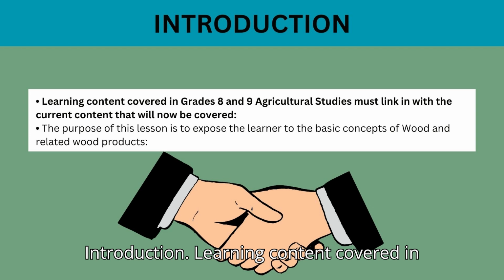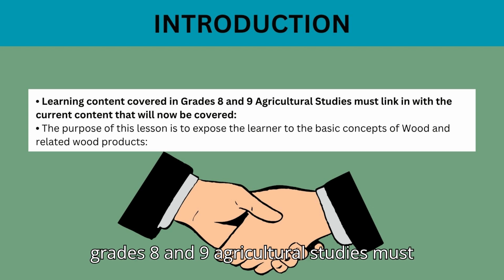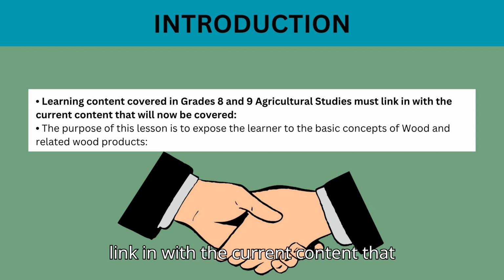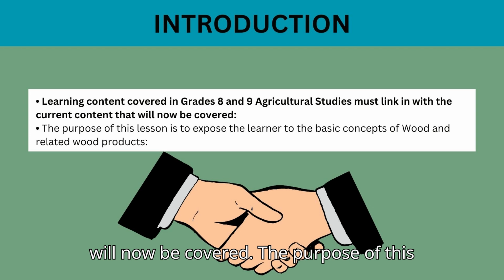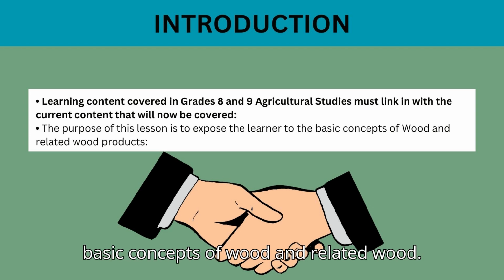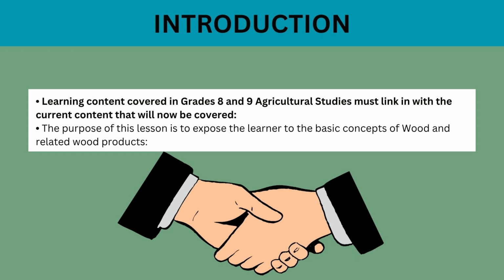Introduction. Learning content covered in grades 8 and 9 agricultural studies must link in with the current content that will now be covered. The purpose of this lesson is to expose the learner to the basic concepts of wood and related wood products.